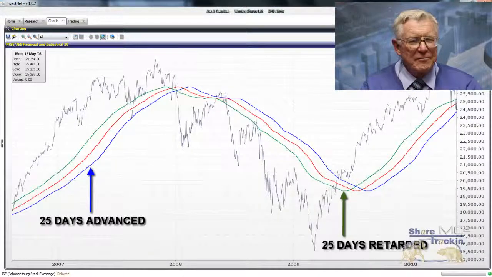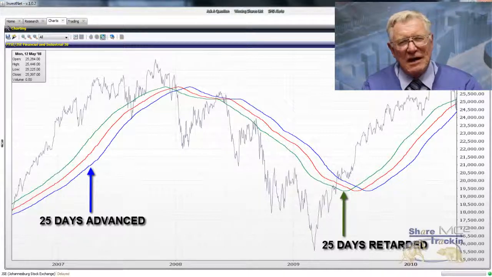So you can see that the effect of advancing the moving average takes it away from the noise of the chart, and that can give you less whiplashes, but obviously it will definitely give you later signals. In fact, your signals will be almost exactly 25 days later if you advance at 25 days. Retarding moving averages doesn't really have much of a value for the investor.